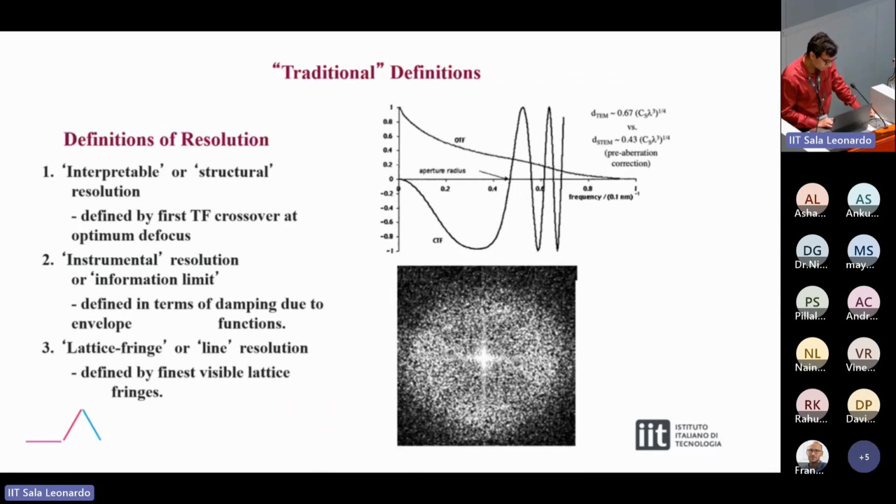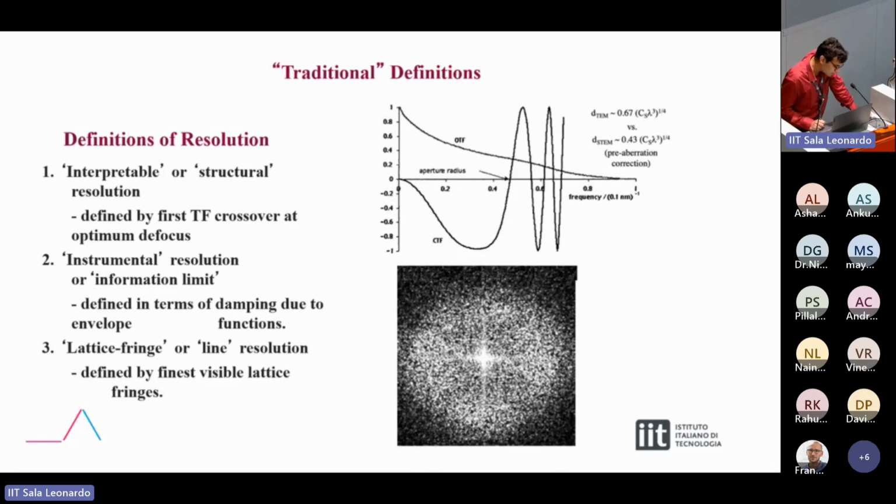The spatial frequency means, spatial has to do something with space. It's the distance in the reciprocal space, the distance between two objects. For example, if it is 0.2, you take the reciprocal of that and you get 1 nanometer. So this point corresponding to 0.2 is going to be 1 nanometer, meaning you have a spacing of 1 nanometer between two objects.